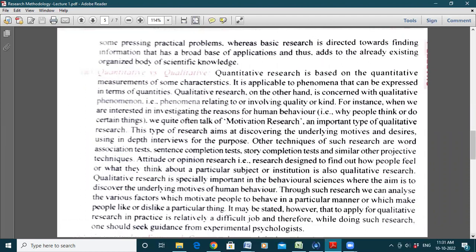Then we have quantitative research and qualitative research. Quantitative research is based on the quantitative measurement of some characteristics applicable to phenomena that can be expressed in terms of quantity, while qualitative research is concerned with qualitative phenomena relating to or involving some quality or kind. Suppose we are interested in investigating the reasons for a particular human behavior, why people think or do certain things. We quite often talk about motivation research, right? So what is that motivation research doing, why are they doing it, right?